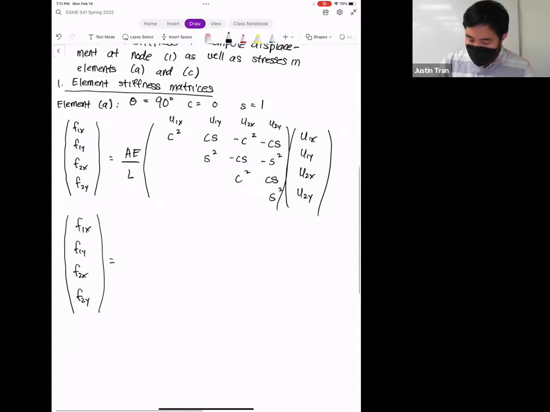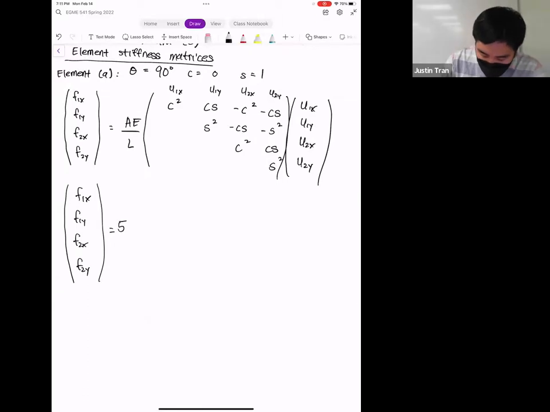Okay. All right, so if we go ahead and write this in, I'm going to write it down right here. Yeah. So this is 5 times 10 to the 5th pound per inch. Okay. So that's AE over L for this element.